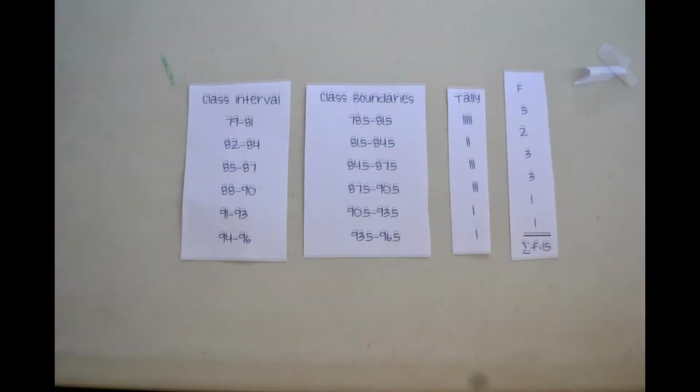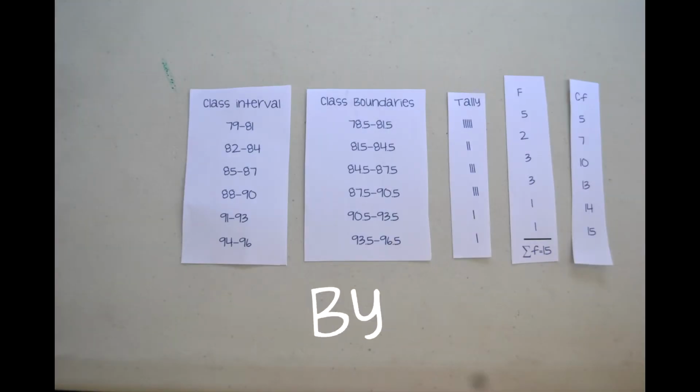The next columns are simple. Class boundaries can be done by subtracting 0.5 in the lower class interval and adding 0.5 in the higher class interval. The next thing you need is to tally up all the items given and then write the numerical value of it in the frequency.